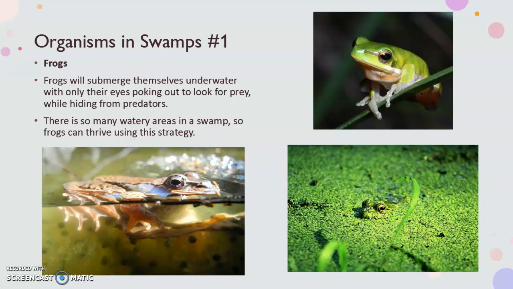So what it will do is when it sees one, it'll pop out of the water and grab the creature with its tongue, allowing for it to eat it. This is one of the ways that a frog is able to thrive in this environment. Since there's water everywhere, it can go anywhere, go underwater, and sneak up on small creatures.